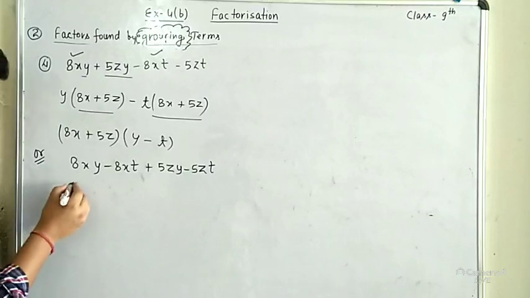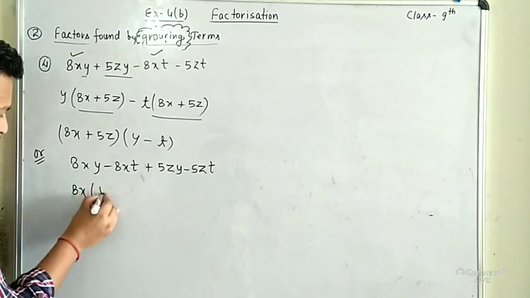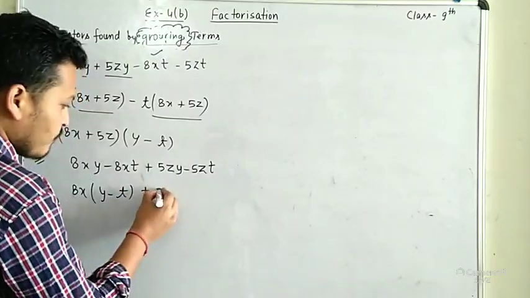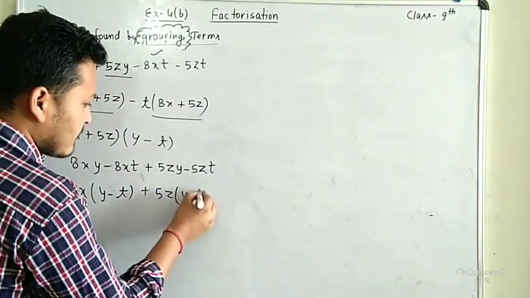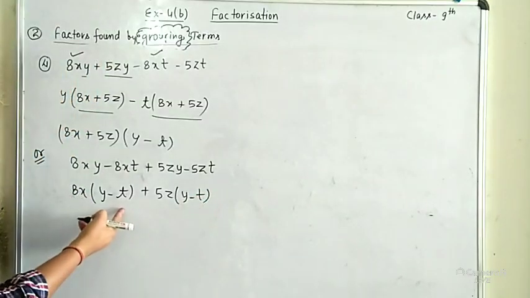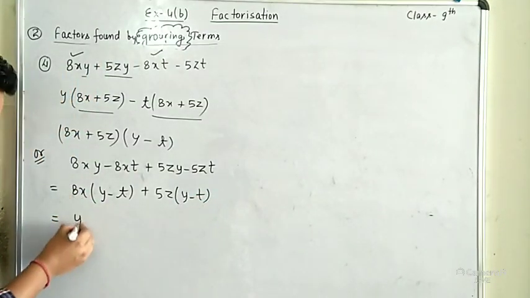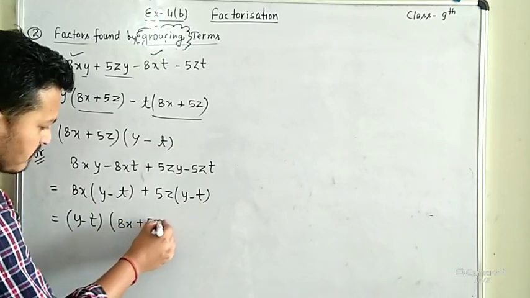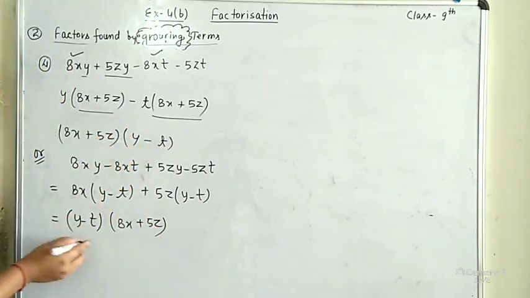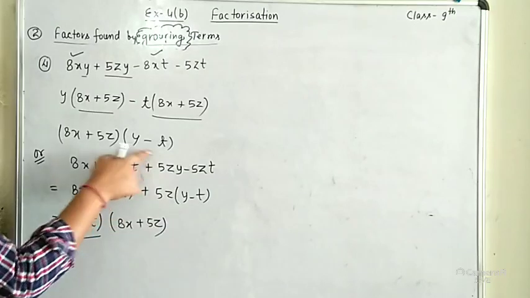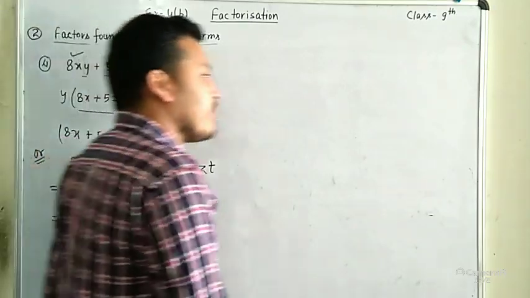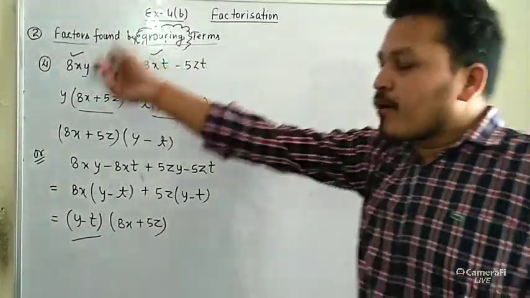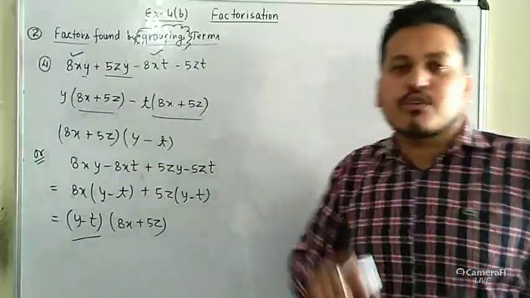ठीक, now 8x is common out here, so y minus t plus 5z, and again y minus t is coming here, so y minus t. Okay, तो इनको कॉमन ले लो, y minus t is common out, the remaining terms are 8x plus 5z. So both answers are the same: y minus t, 8x plus 5z. So these are the two methods, meaning you can solve by any one. Okay, जो आपका ग्रुप बन रहा है, जरूरी नहीं कि दोनों सॉल्व करने, this is your choice.